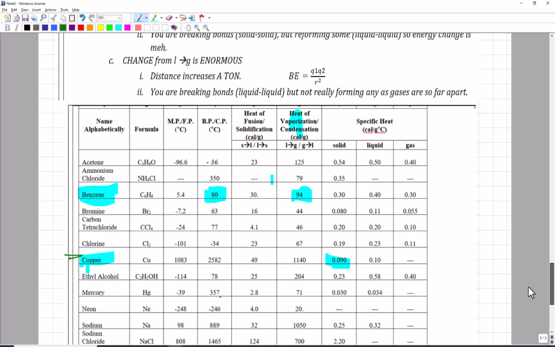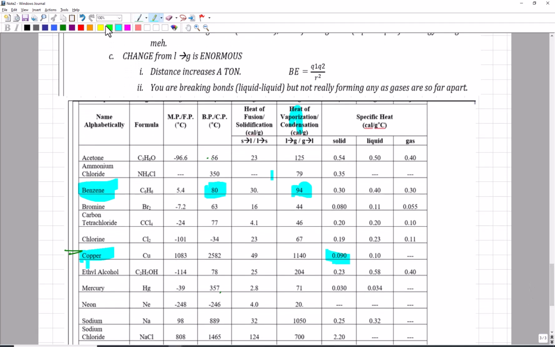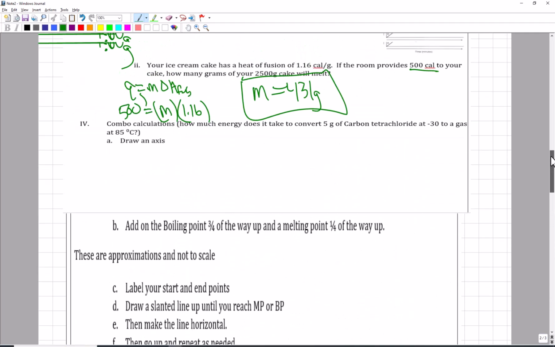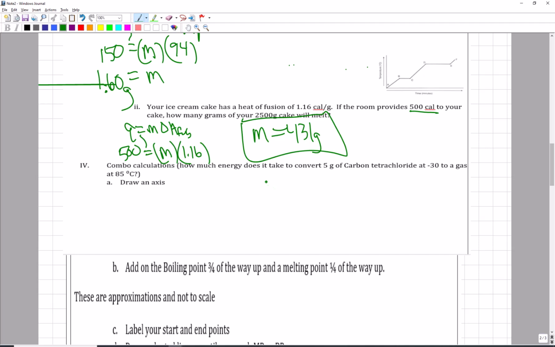So I'm going to look at carbon tetrachloride, my old friend right here. This is what I'm looking at. And I'm starting at minus 30, okay? But I should take a note that carbon tetrachloride freezes at minus 24 and boils at 77. So I'm going to make a heating curve on these combo calculations. Minus 24 is where it melts, the melting point, and the boiling point is at 77, okay?